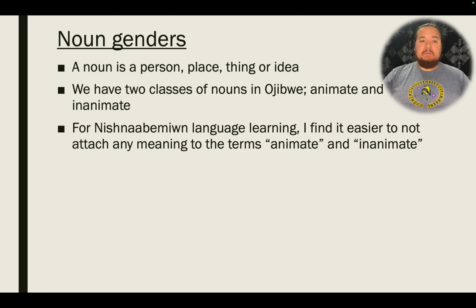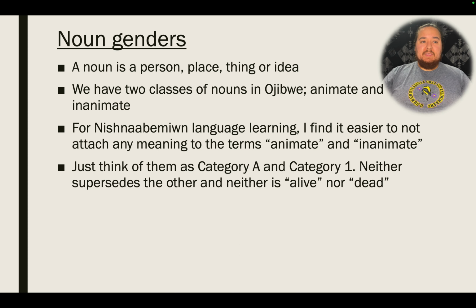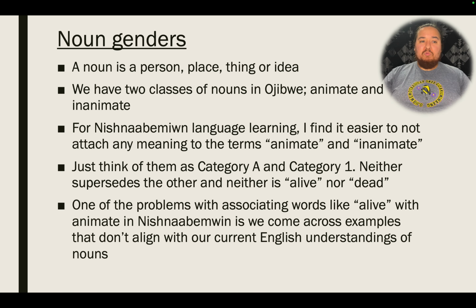For Nishnaabemwin language learning, I find it easier not to attach any meanings to the terms animate or inanimate. Don't think of these nouns as alive nor dead. Just think of them as category A and category 1. Neither supersedes the other, and neither is alive nor dead. One of the problems with associating words like alive with animate in Nishnaabemwin is we come across examples that don't align with our English understanding of nouns.